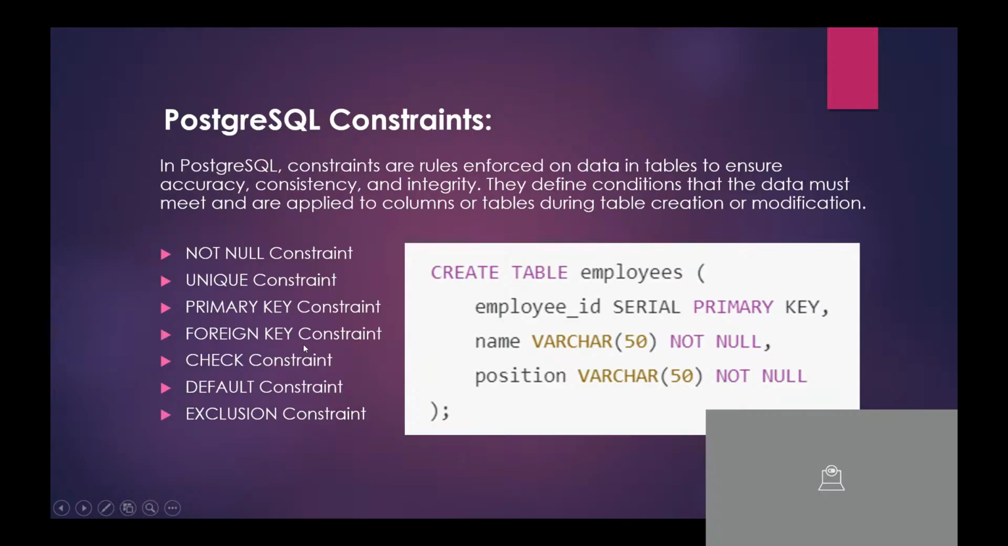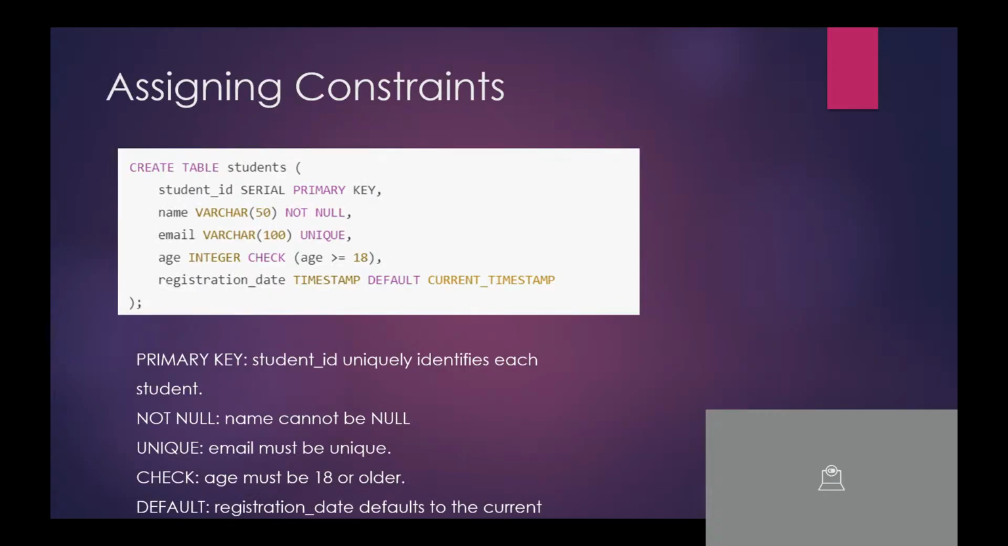So foreign key constraint, there will be check constraint, default constraint. We will see one by one these things in the upcoming class. Exclusion constraint is doing. So assigning a constraint, how to assign, use NOT NULL. Email must be unique. Email must be unique. Integer check is, suppose, age must be greater than 18. So these are the ways for assigning a constraint.